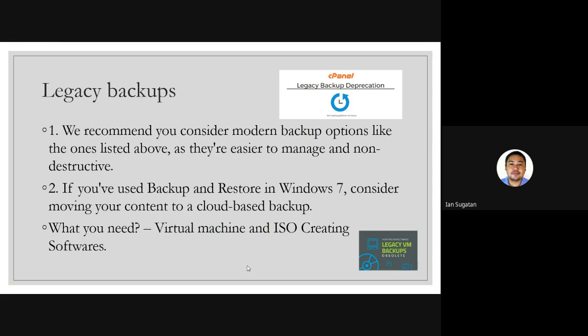So the third one is legacy backups. For legacy backups, we recommend considering modern backup options like the ones listed previously, as they're easier to manage and non-destructive. So if you use backup and restore in Windows 7, consider moving your content to cloud-based backup. What you're going to need is a virtual machine and ISO creating software. When I speak about ISO creating software, these are the programs you can use to create an ISO image file.